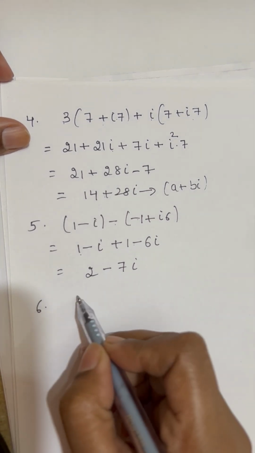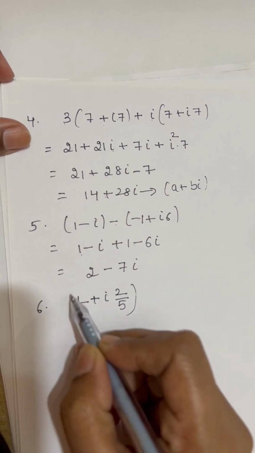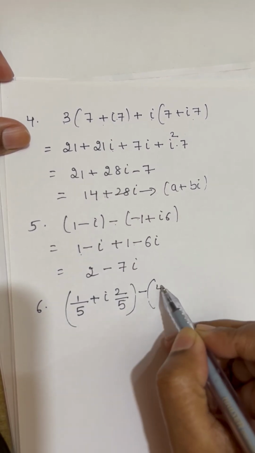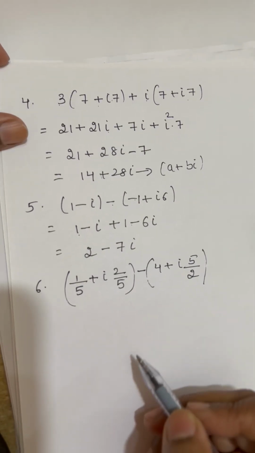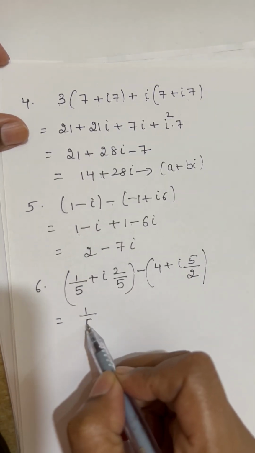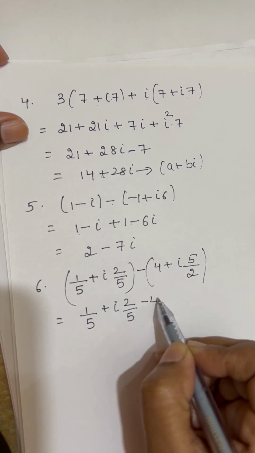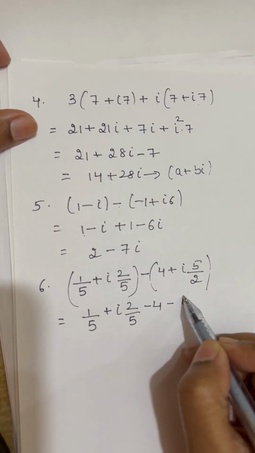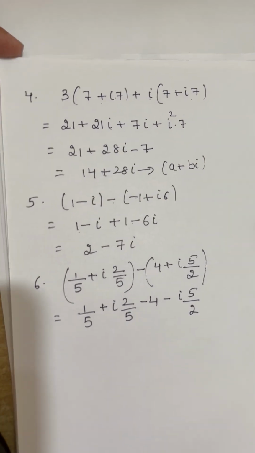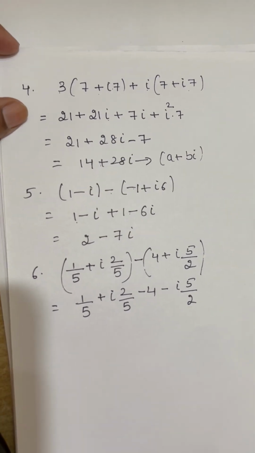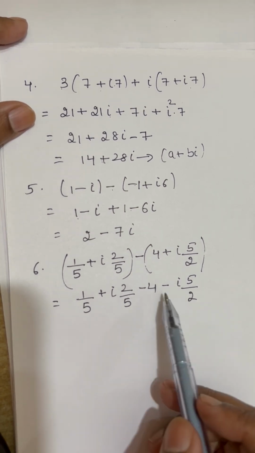1 plus 1, 2, minus iota minus 6 iota, it is minus 7 iota. Question number 6, 1 upon 5 plus iota 2 upon 5 minus 4 plus iota 5 upon 2. In this question also, open the brackets. 1 upon 5 plus iota 2 upon 5 minus 4 minus iota 5 upon 2. So रियल पार्ट के साथ रियल पार्ट को सॉल्व करना है, इमेजिनरी के साथ इमेजिनरी को. इन द लास्ट वीडियो क्या बताया था, रियल पार्ट क्या होता है जिसमें आयोटा नहीं होता.